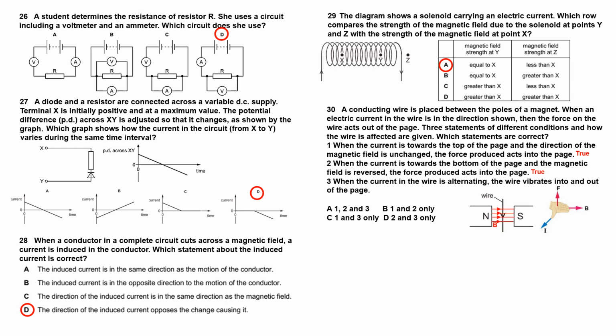Based on our conclusions regarding the above statements, when the current in the wire alternates, the wire vibrates into and out of the page because the direction of the magnetic force also alternates. The third statement is true.